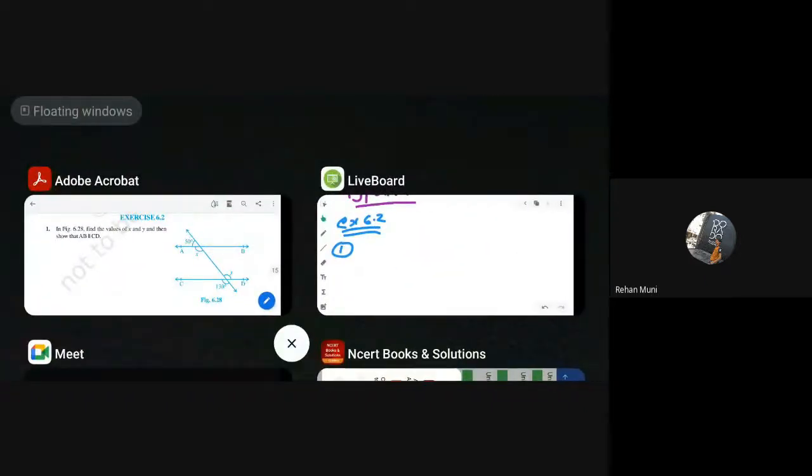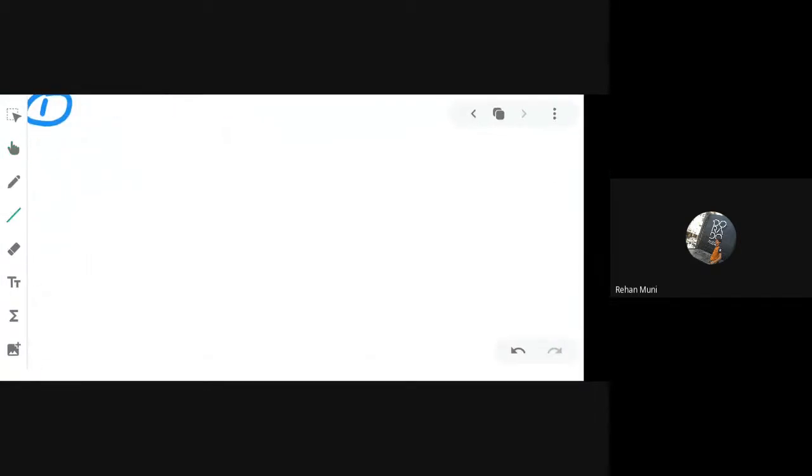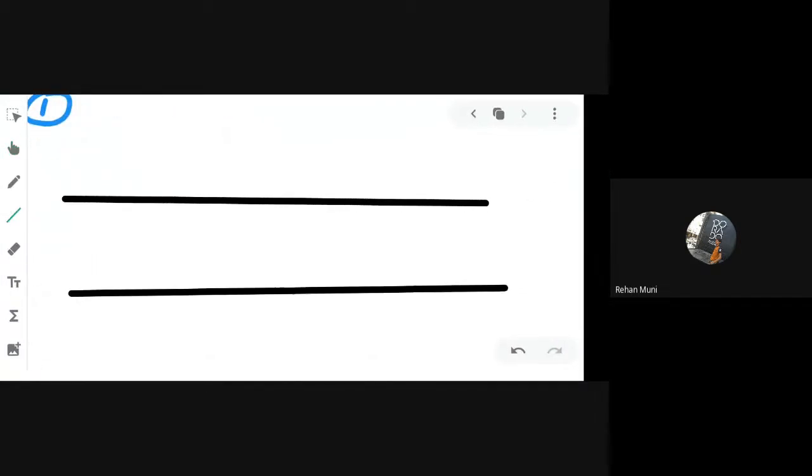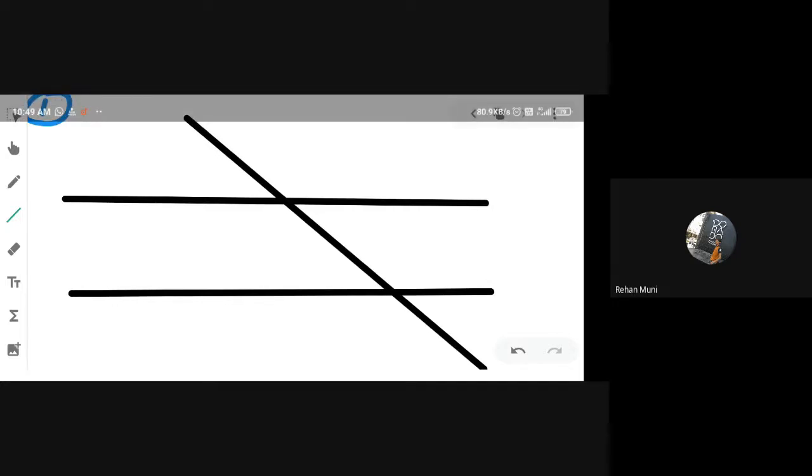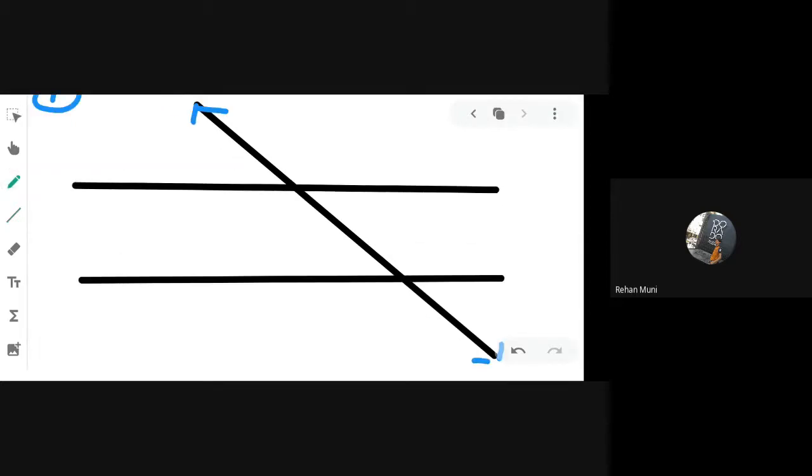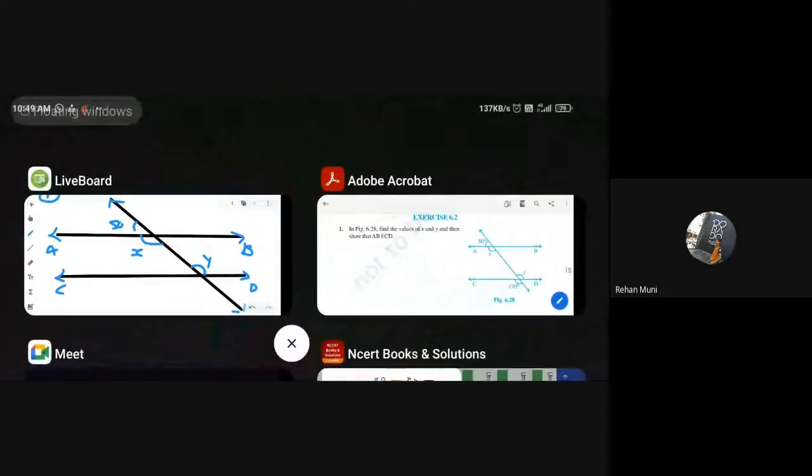You can see AB and CD, two lines are given, with one line falling on them, and 50°, x, y and 130° angles are given. You can say we are drawing two lines. They are not shown as parallel, but we have to prove it. This is line AB, this is line CD. It is given that this is 50°, this is angle x, this is angle y, and another angle is given as 130°.